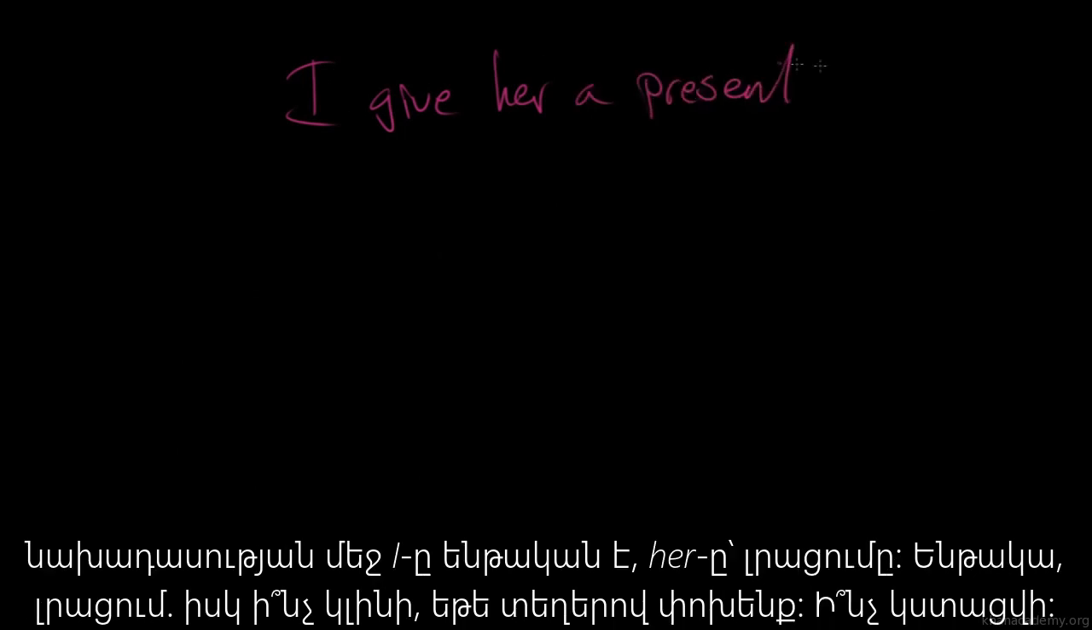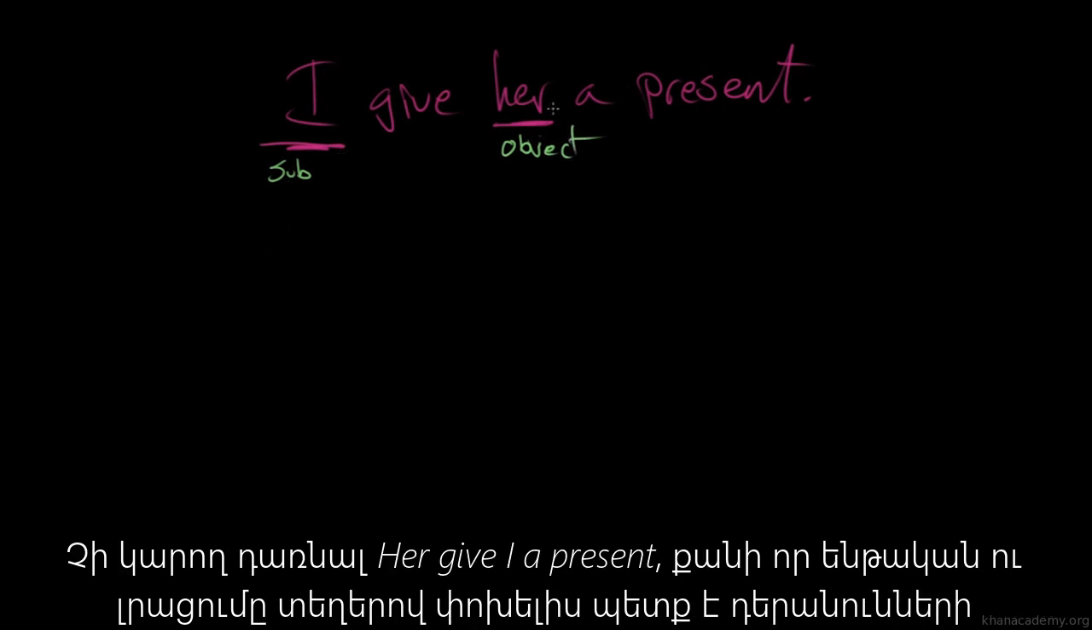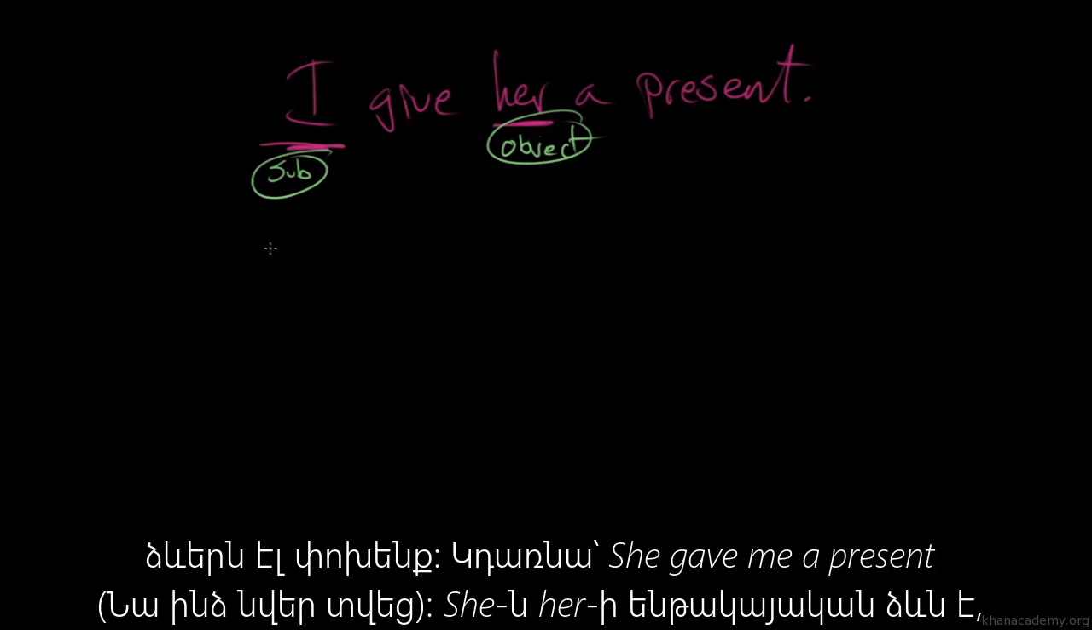Let's do a couple more examples just to shore this up, so you see what I mean. I give her a present. Right now, I is the subject, her is the object. Subject, object. But what if we switched it? What would it look like then? Well, it wouldn't be her give I a present, because since we're switching the subject and the object, we're going to be switching the pronouns that we use too. So it would be she gave me a present.